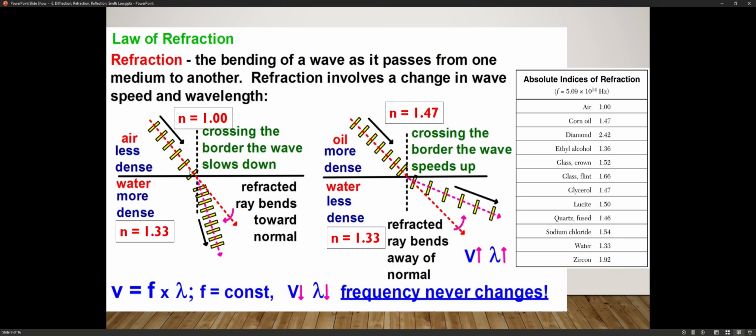Now let's look at the image in the middle, right? Because this is the important part. This is how you answer the questions that I'm going to ask you.